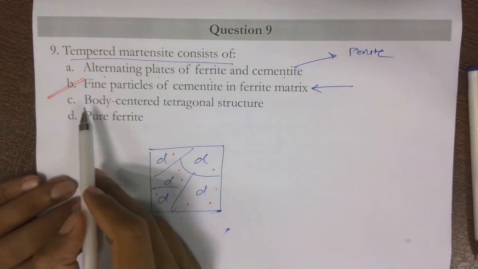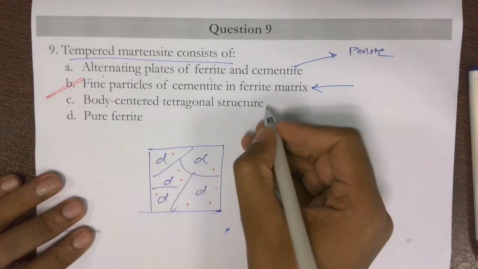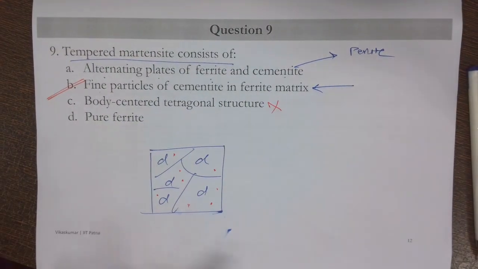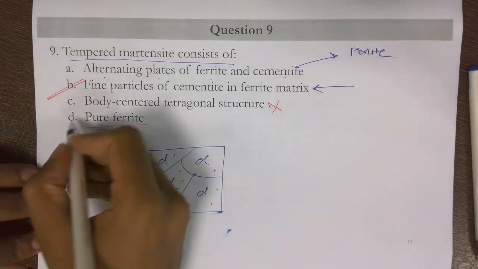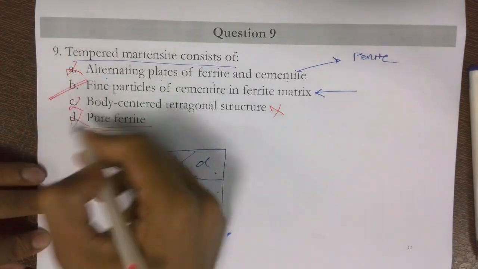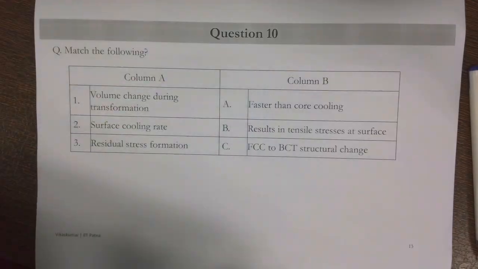Now let's see the third part. Body centered tetragonal structure, no. The transformed structure is not tetragonal. It will be pure ferrite. The option is obviously no. A, C and D are wrong. B is the right answer. Let's go to the next question.